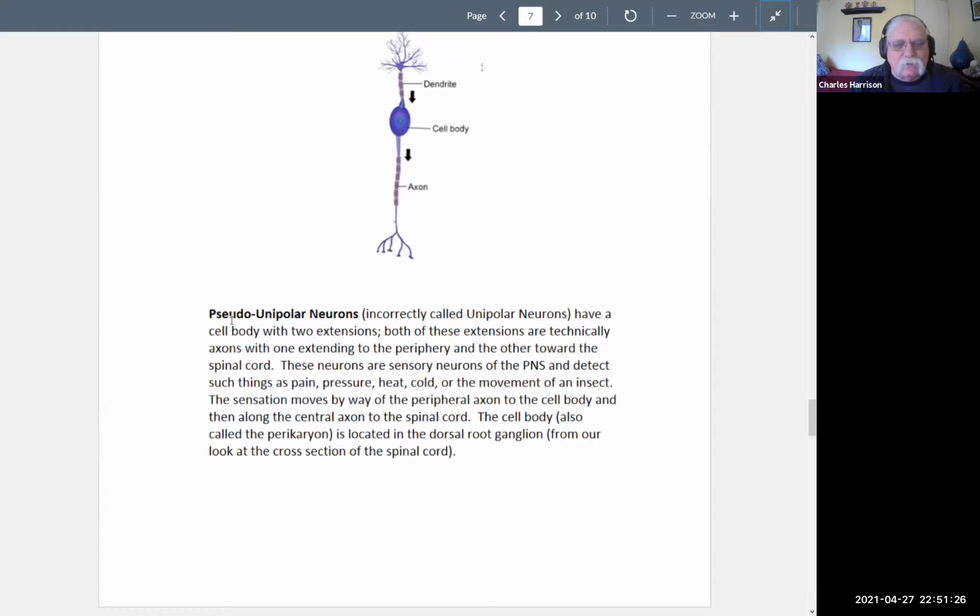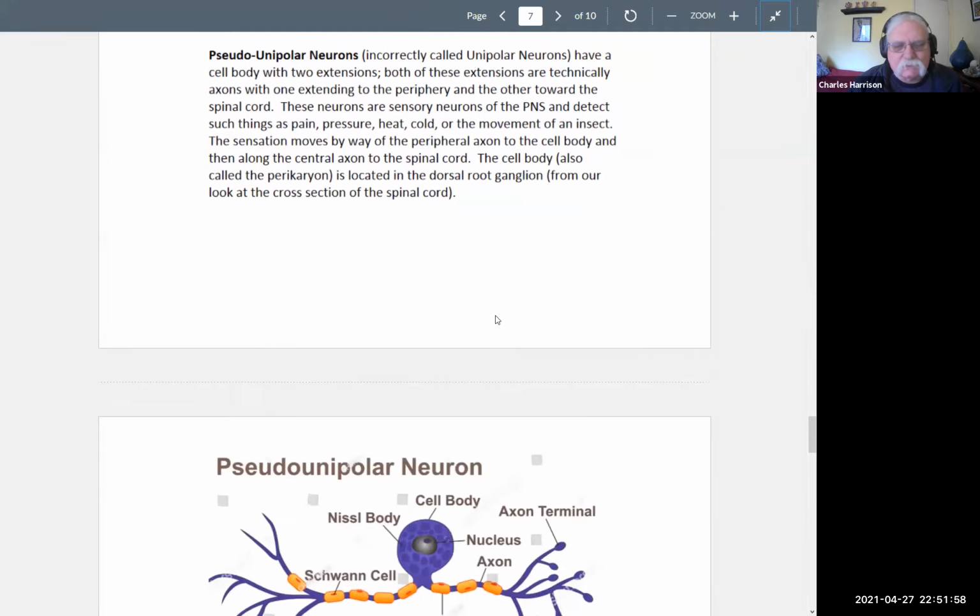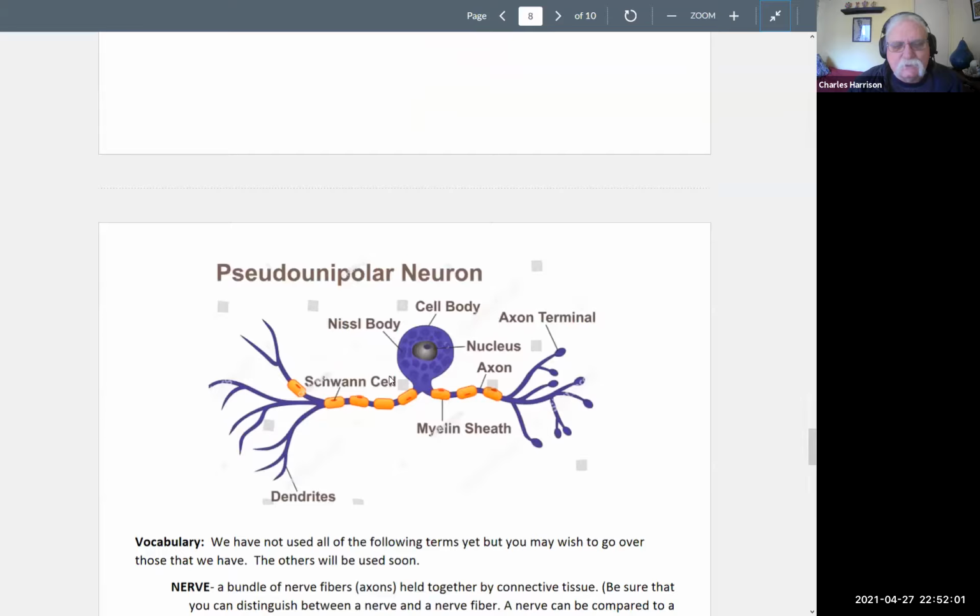The term pseudo-unipolar neuron is actually fairly recent. It used to be just called a unipolar neuron, and all was well, but somebody wanted to be more perfect, and that's fine too. And so we have to relearn it. You don't have to relearn it if you never had it before. I had to relearn it. So, pseudo-unipolar neuron. Now that's incorrectly called a unipolar neuron. Let's look at the picture. Two extensions.